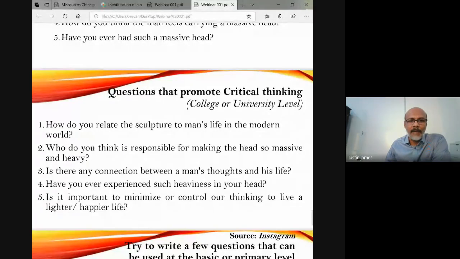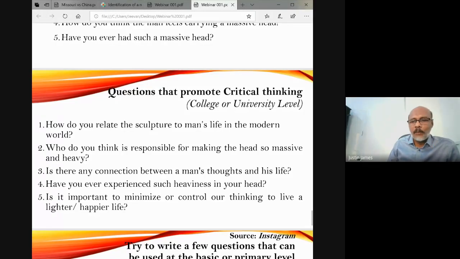Is there any connection between a man's thoughts and his life? You can type your responses to the questions. Have you ever experienced such heaviness in your head any time? Then the last question is a very analytical question. You need to think a lot. Is it important to minimize or control our thinking to live a lighter, happier life? Is it necessary to minimize, or you have to control your thinking in order to live a happy life?